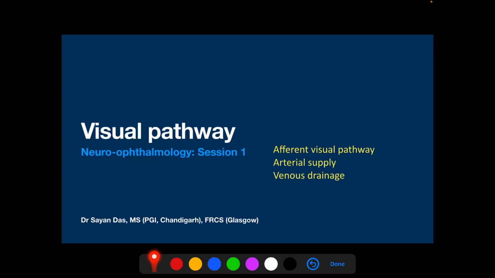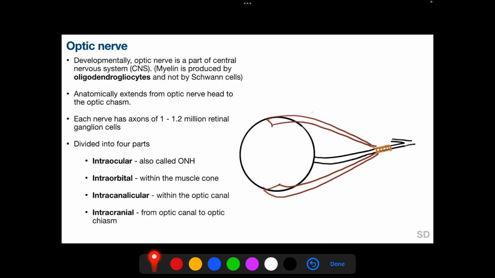Welcome. This is the first session in the neuro-ophthalmology section, and in this session we are going to discuss the anatomy of the afferent visual pathway, its arterial supply and venous drainage. Starting with the optic nerve.